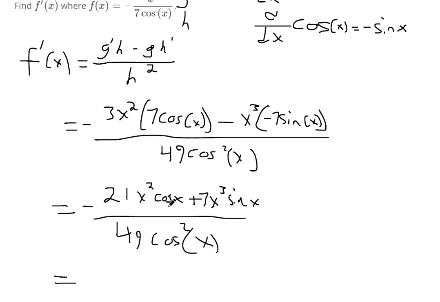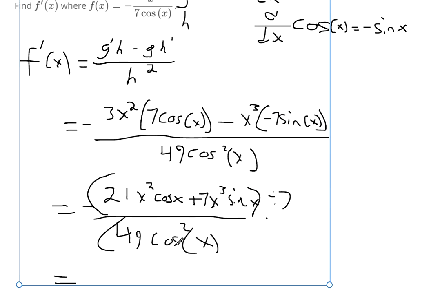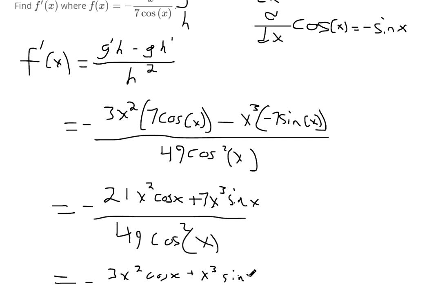Okay, and then the final step here is you could break this up into separate fractions. It's going to look pretty yucky. But what we can do is divide everything in the top by 7 and everything in the bottom by 7, because those coefficients are all divisible by 7, so that would make it a little simpler. Okay, that should be everything.